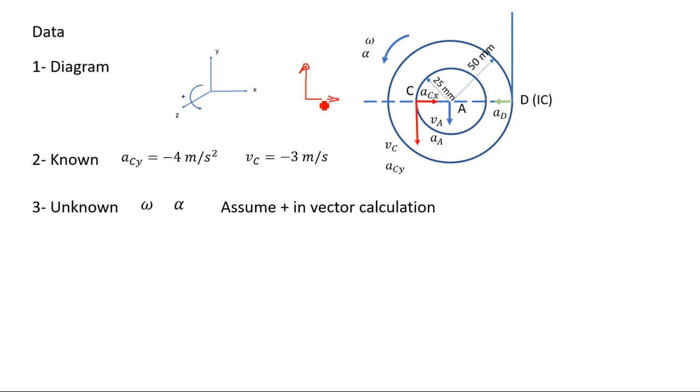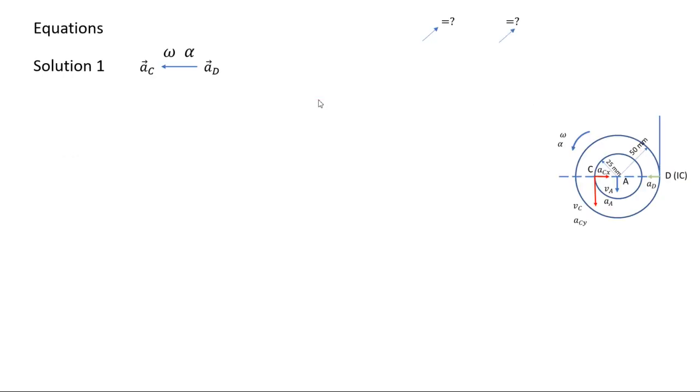We try to find the acceleration at point D. The vertical acceleration is going to be 0, but the horizontal one is going to be the normal acceleration at that point. The known values are the acceleration at point C in the y direction, given as -4, and the velocity at this point, -3 meters per second. The unknowns are the omega and the alpha. So the first solution is writing down the acceleration equation for AD relative to AC to find the omega and the alpha.